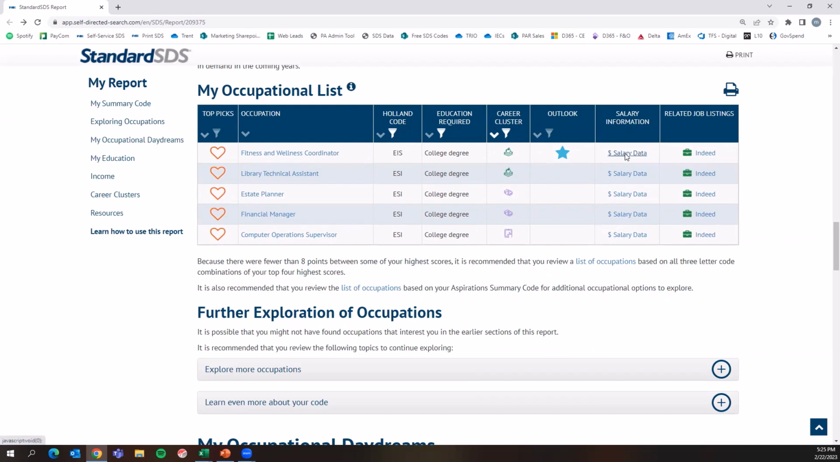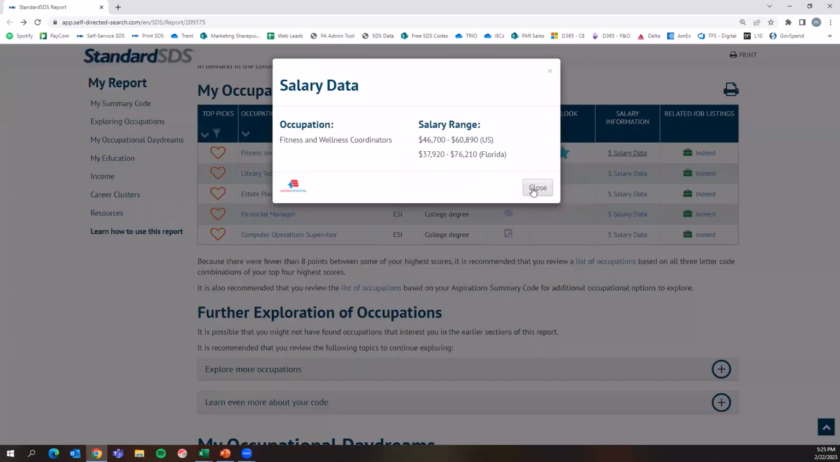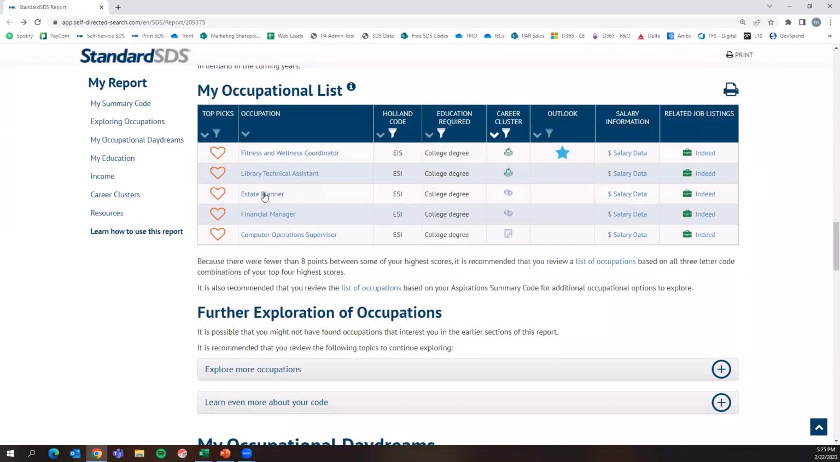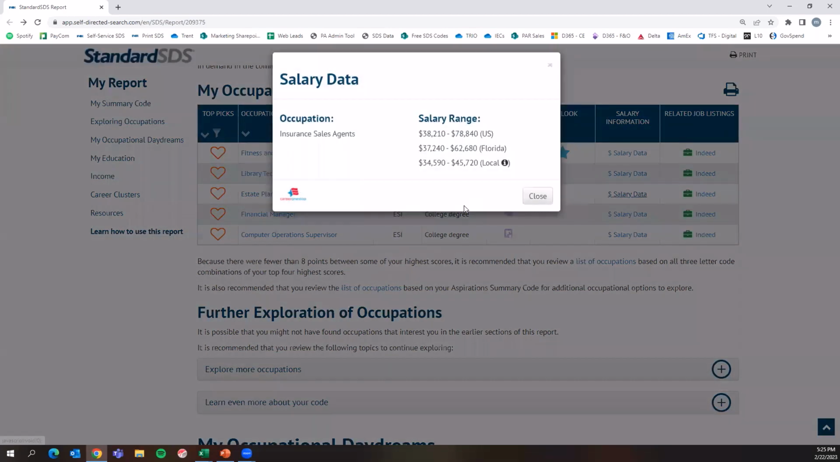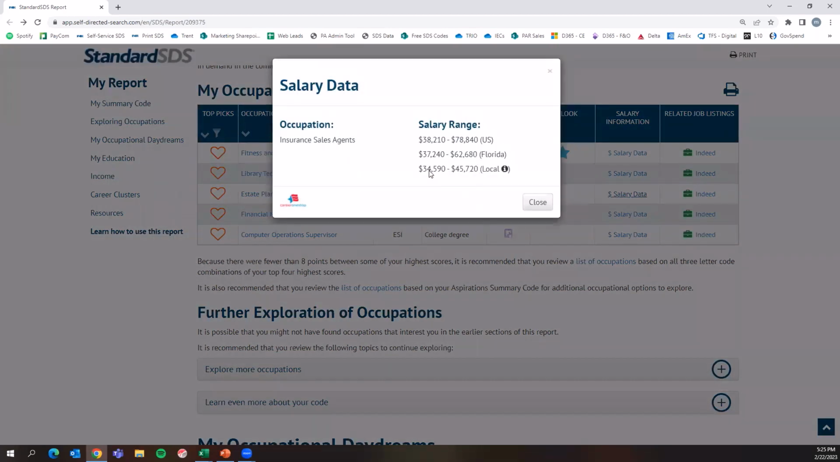So I've decided, hey, that job's up my alley, fitness and wellness coordinator or estate planner. Well, what do these jobs pay? What it'll show you is a very quick preview from Career One Stop, which is a Bureau of Labor Statistics website, again, part of the DOL, Department of Labor. It tells you the 25th to the 75th percentile of the salary data in your local zip code, if it exists, or in my case, I live in Tallahassee, Florida. So this is showing you Tallahassee, 25th to the 75th, Florida, because that's my state, and the US average.